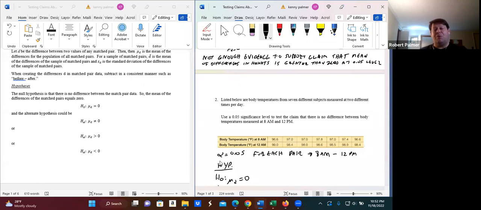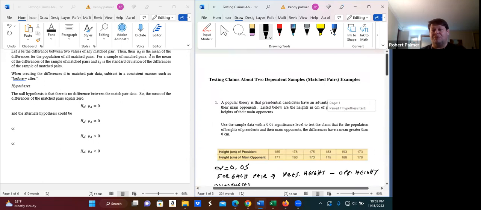Also, the way we did it here was 8 a.m. minus 12 p.m. If we had done the alternate as mu of d greater than zero, that would be claiming that 8 a.m. temperatures were higher than 12 p.m. temperatures. Or if we claimed it is less than zero, that would be claiming 8 a.m. temperatures were less than 12 p.m. temperatures. And we learned how to use StatCrunch to determine those values.